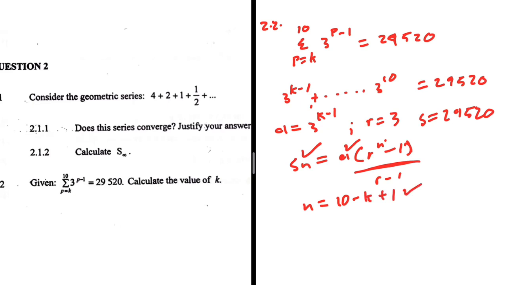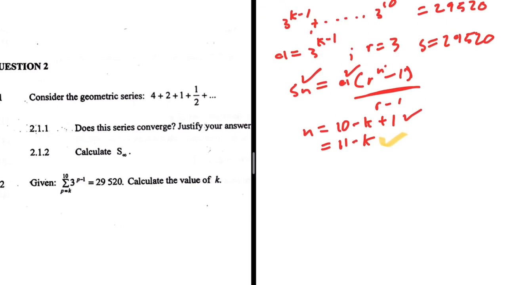This is the number of terms, so this will boil down to 11 minus k. There we go. This is the value of n, the number of terms. Let's go ahead and finally substitute. We're going to have 29,520 being equal to a.